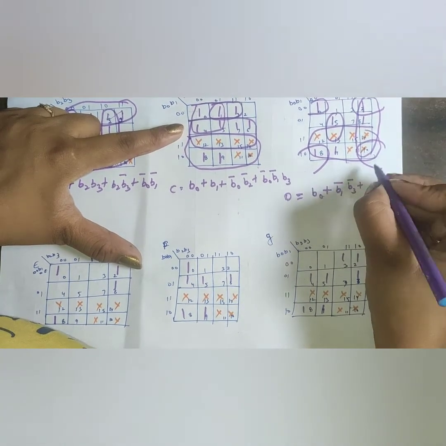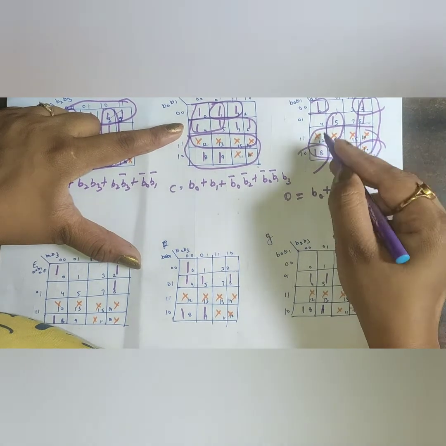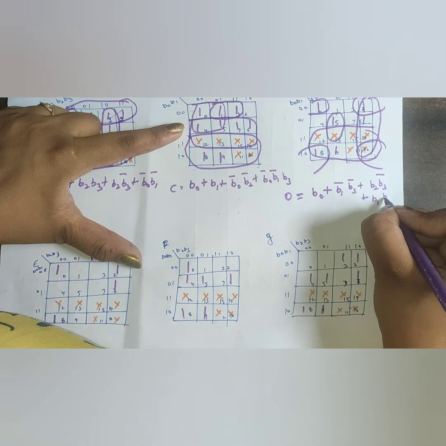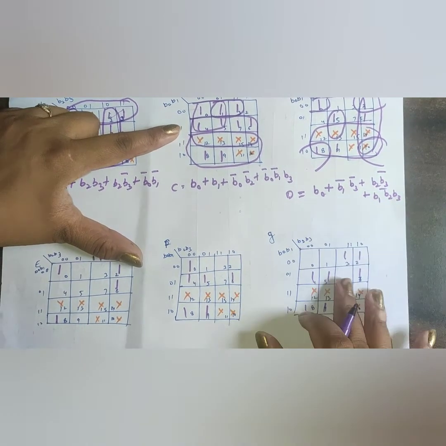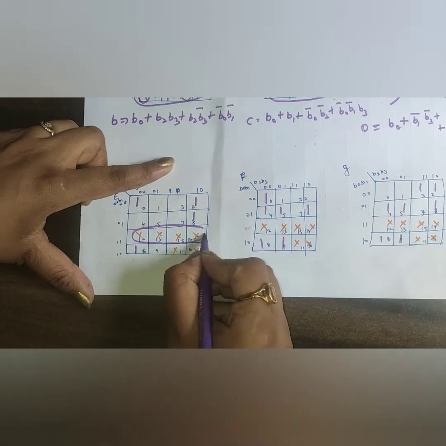From here to here you have B2, B3 bar plus. From here to here you have B1 and here B2 bar and B3. Okay, now for E, here you have this 4 group.